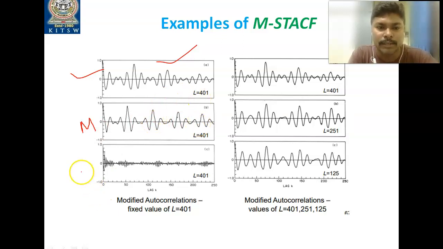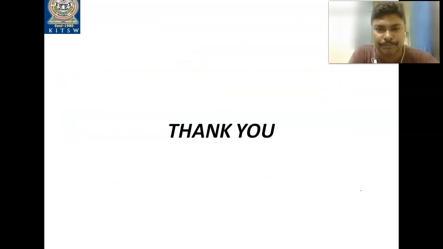And this is an unvoiced signal. These two are voiced signals, and this is the unvoiced signal. Please understand, here also it is the same thing. We have changed the values of L from 401 to 251 to 125, like that. What you need to observe is that when you increase the value of L, the peak of the signal becomes smoother. That way you need to understand. Okay, thank you students, thank you for watching this video.